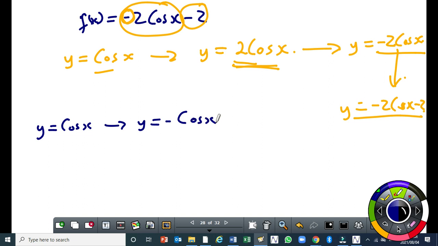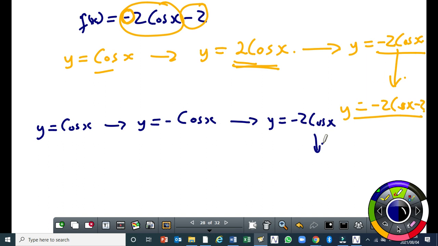Yes, sir. If we reflect about the x-axis, then let's stretch it by a factor of 2. It will become y equal to minus 2 cos x. Do you agree there? Yes, sir. Then, finally, let's move this graph by 2 units downwards.